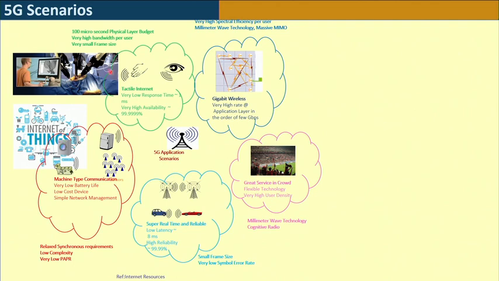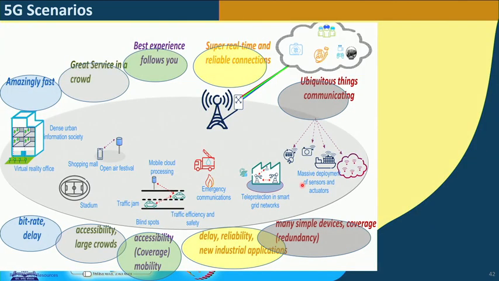which needs to be addressed, where remote surgery is one of the strong potential applications which is the need of the day, and then there could be machine type communications, there could be super real time and reliable requirements, as well as there would be gigabit wireless scenarios and great service in crowd situations. So, let us take a look at some of these cases.